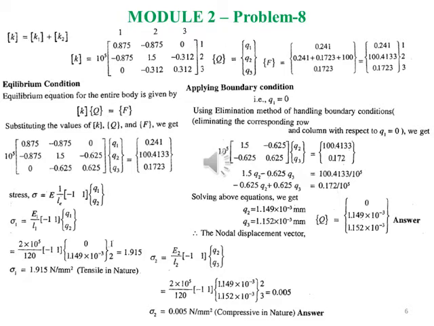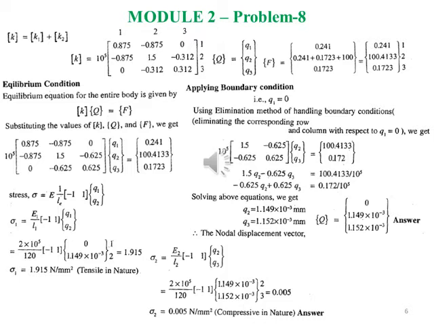So solving for Q2 and Q3, two unknowns, two equations. So directly we can substitute and solve it. So Q2 value we will get as 1.15 into 10 power minus 3 mm. Q3 has 1.152 into 10 power minus 3 millimeters. So this is the nodal displacement vector.